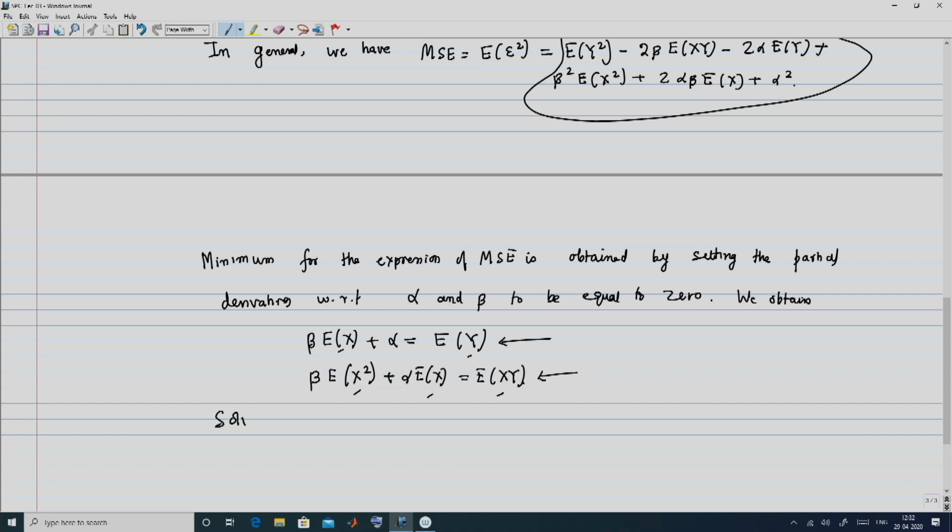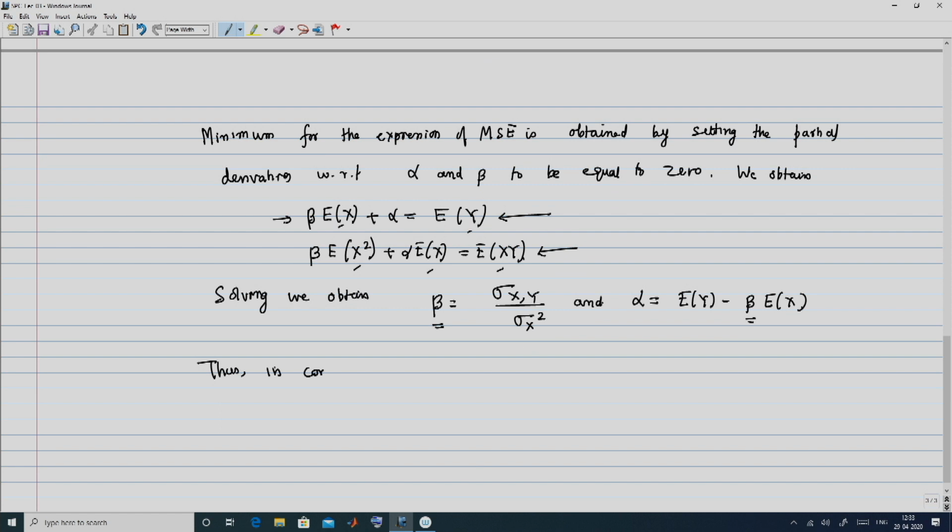So by solving, we obtain that beta is equal to covariance of xy divided by variance of x, and consequently from the first relation we get alpha is equal to E of y minus beta E of x, where of course I have already obtained what beta is going to be.